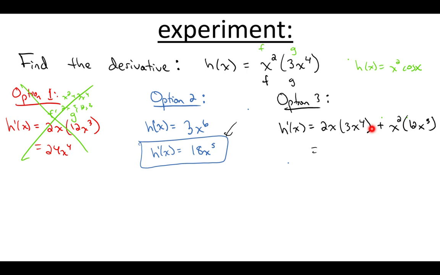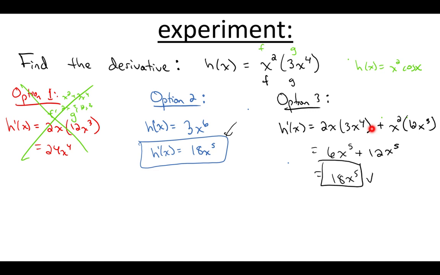Let's see. 2 times 3 is 6. First and the 4th makes us 5th power. Plus 12x to the 2 and 3 is 5th power. We then can combine like terms. We do get 18x to the 5th. So we do get the same answer.